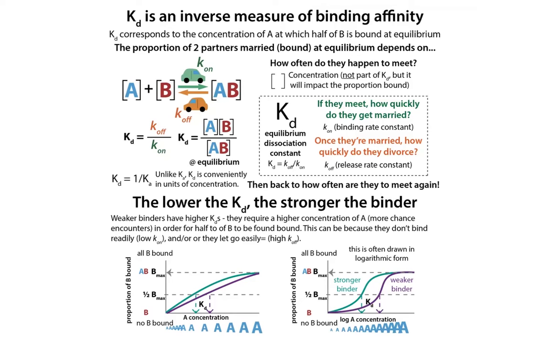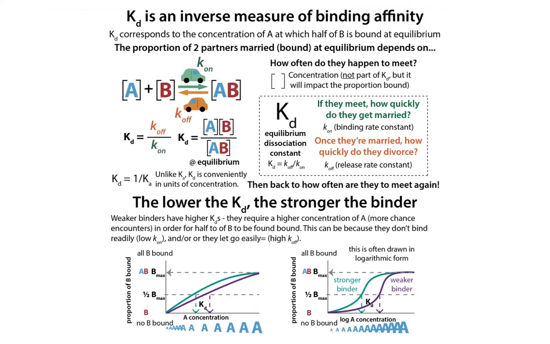Therefore, we need a value that's actually going to tell us how much of the thing we need in order to get significant amounts of binding. And this is where this value called the KD, or the equilibrium dissociation constant, comes into play. It's a measure of binding affinity, but it's an inverse measure. So a lower KD corresponds to stronger binding, whereas a higher KD corresponds to weaker binding. It corresponds to the concentration of one binding partner at which half of its partner is bound at equilibrium.